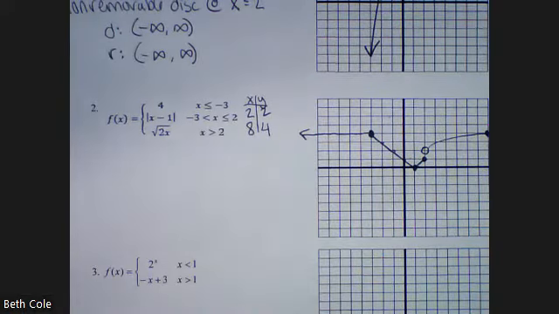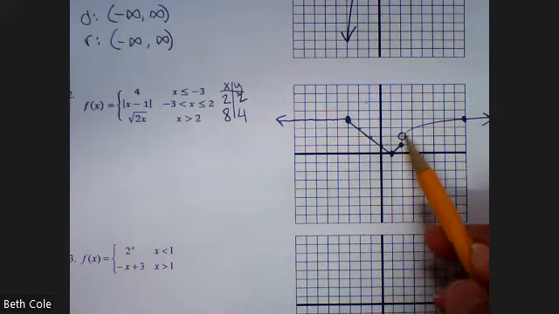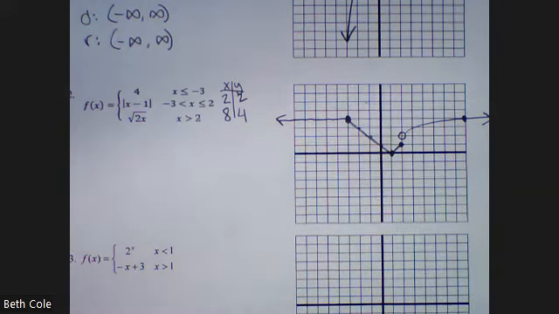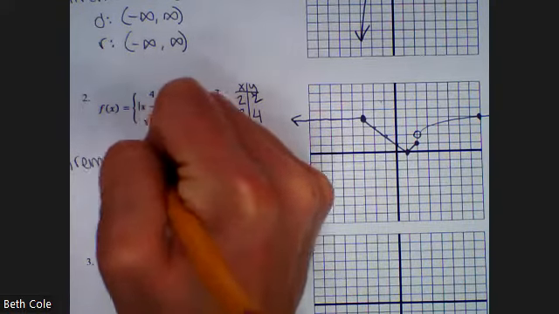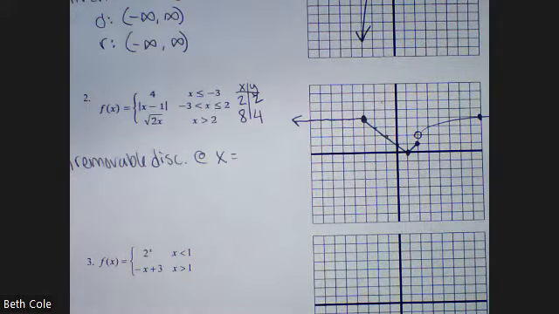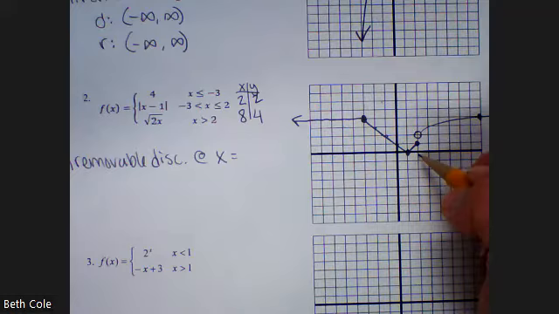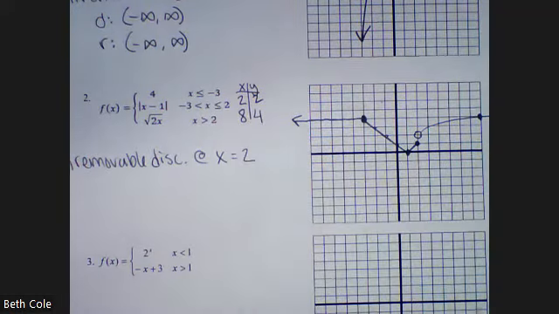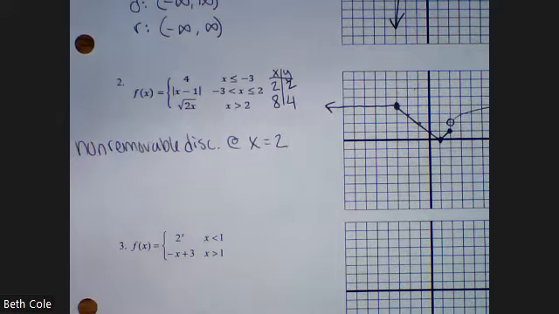All right, continuous or discontinuous? All right, and what kind of discontinuity is that? Can you fix it just by putting a point back in? No, so it is non-removable. Good. Non-removable discontinuity at x equals 2. Good. Non-removable discontinuity at x equals 2. I know, big vocabulary here. Welcome to advanced mathematics. You've arrived.